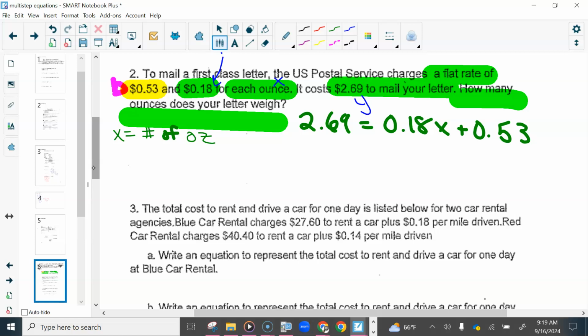Okay, we have our equation. We know what we're solving for. Now we can solve it. Get rid of 53 by doing what? Subtracting it to the other side. And then divide both sides by 0.18 and tell me what you get for x.